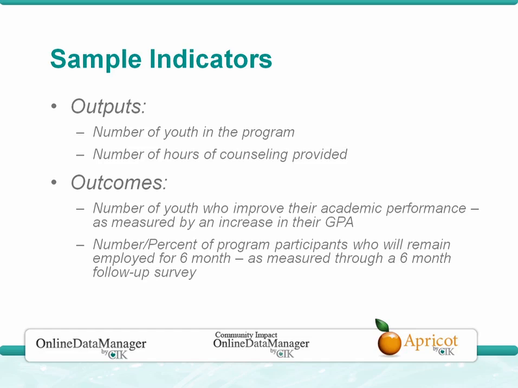So sample indicators at the output level is the number of youth in the program or the number of hours of counseling provided. At the outcomes level, it's the number of youth who improve their academic performance as measured by the increase in their GPA, or the number/percent of program participants who will remain employed for 6 months as measured through a 6-month follow-up survey. So that becomes the indicator. How are we going to measure? What is the data we're going to use to know whether we have, in fact, made a difference relative to the outcome?